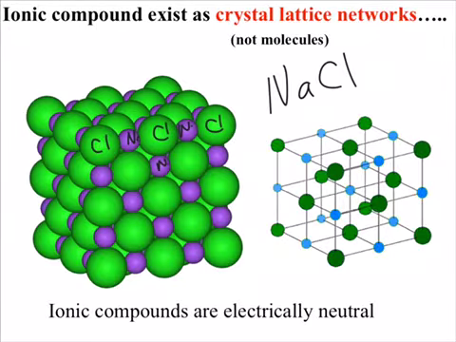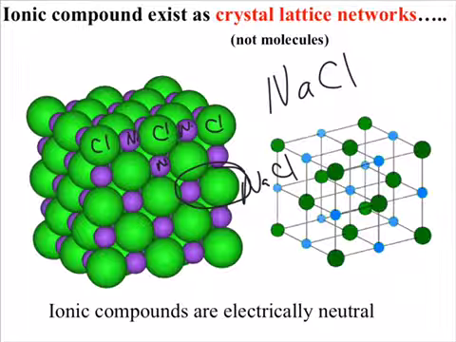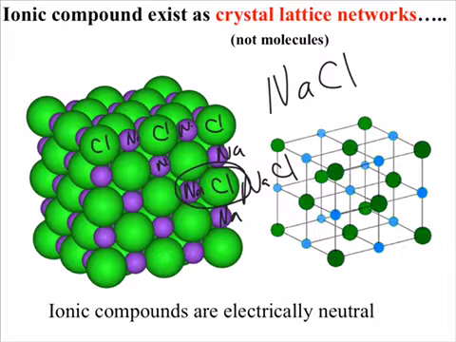Now, when I say to you that these are not molecules, you have to understand that we can't really find a molecule here. We can't say, well, here's a molecule of sodium chloride, because this chlorine becomes an ion, which we call chloride, is bonded to this sodium just as much as it is to that sodium, as it is to this sodium.